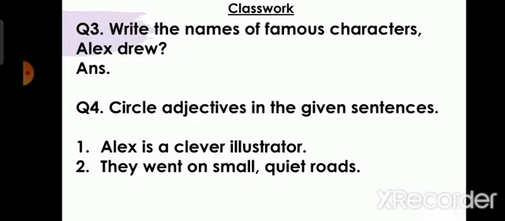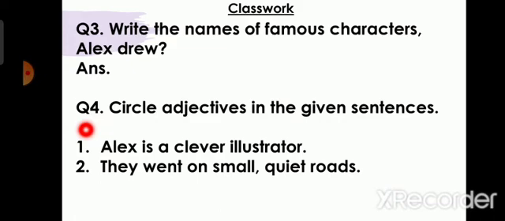The question number 3 is, write the names of famous characters Alex drew. Yes, you have to write the names of the famous characters that he drew in the storybooks. Okay? And I know all of you know those names. I'm repeating the question. Write the names of famous characters Alex drew. Write the answer and again leave one line. Before starting a new question, you must leave one line, okay?